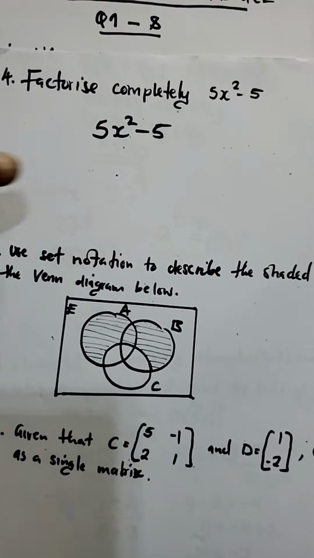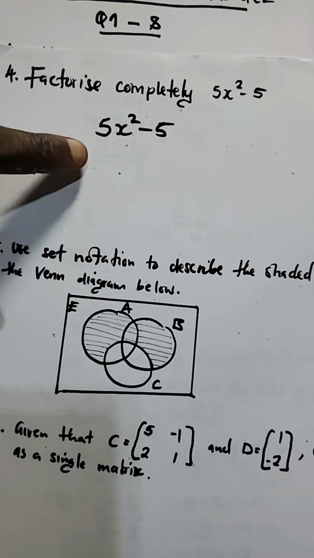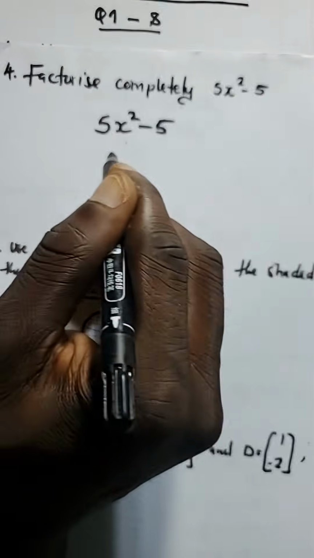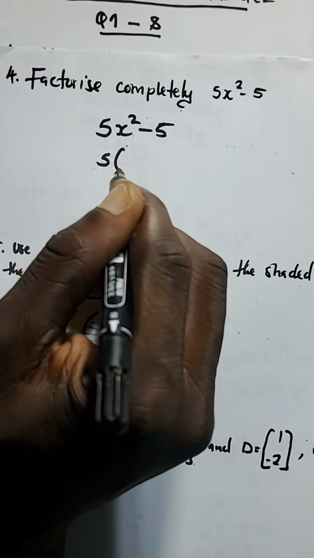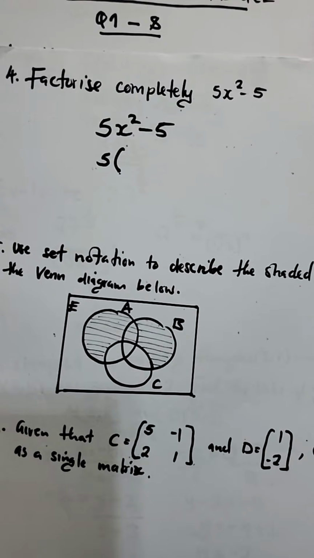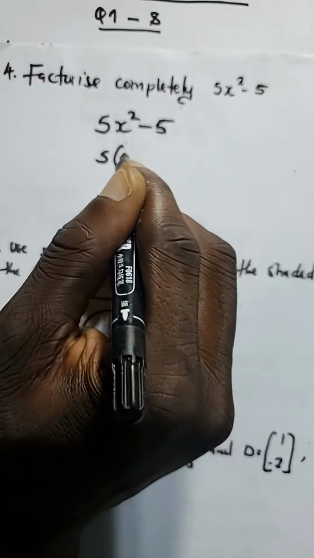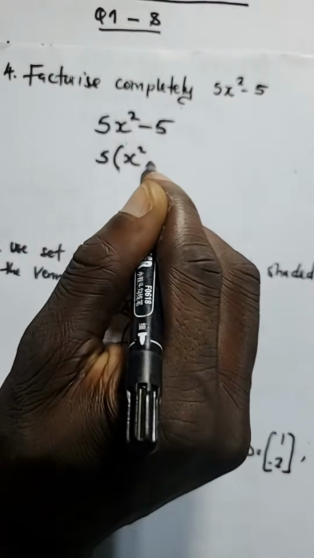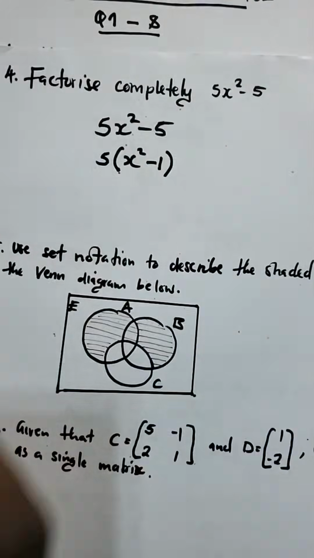Now, when you look at this question, there's something in common, 5. So you can factorize by common factor. So 5 is common, so we're going to write 5 outside. 5 into 5x squared is just x squared. 5 into negative 5 is just negative 1, like this.